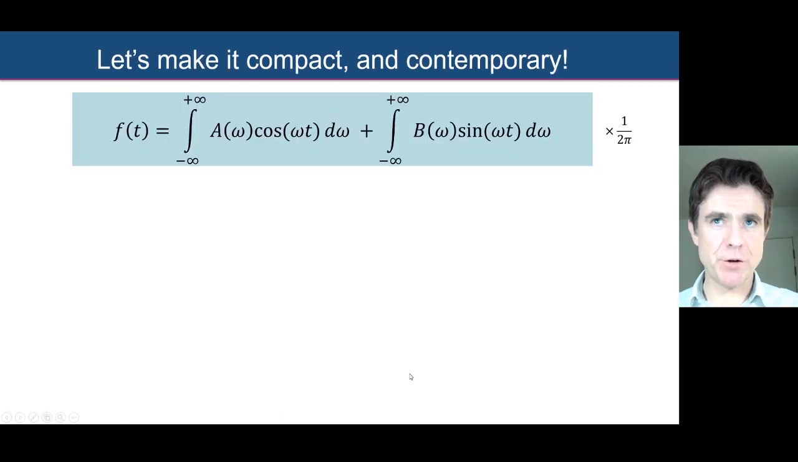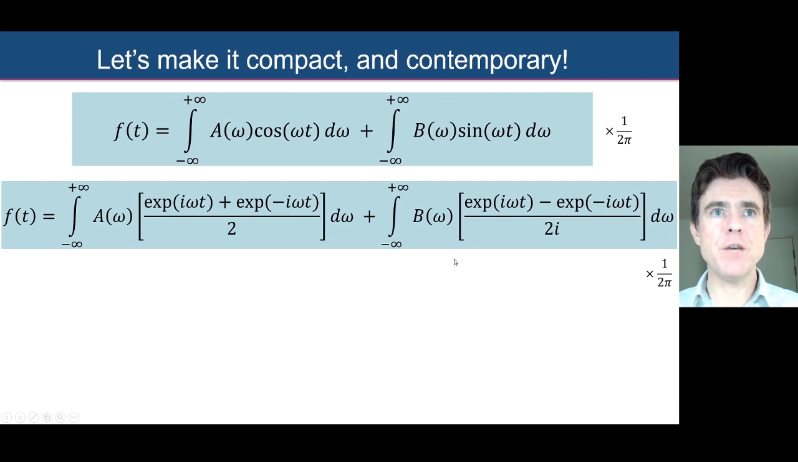Right, so this is our rather clumsy looking synthesis expression now for any real valued function. It doesn't have to be periodic because we're having continuously varying frequencies here. And what we're going to do now is develop this into a more compact and a more contemporary notation. So my first step is going to be to use Euler's relation for cosine and for sine. If I do that, we know that cosine can be written as the sum of two complex exponentials, where we now have a positive argument and a negative argument for the complex exponential.